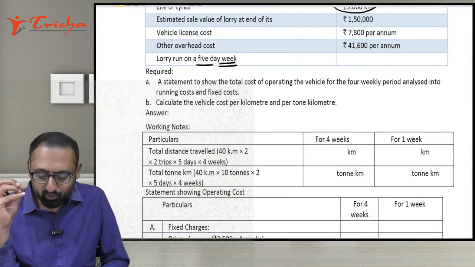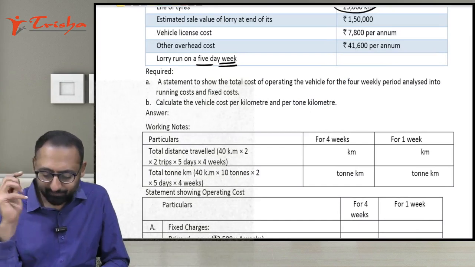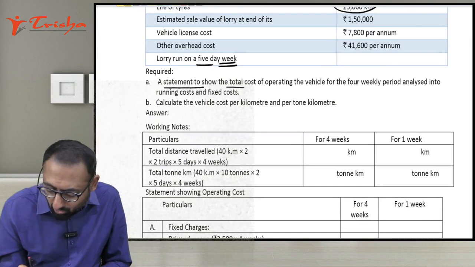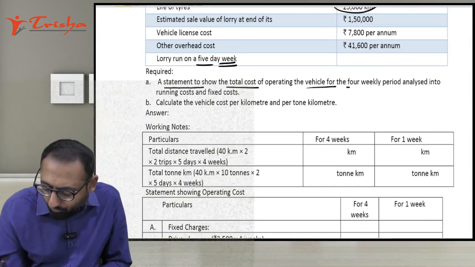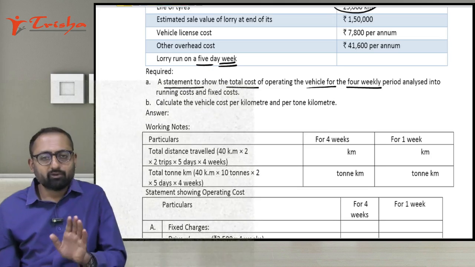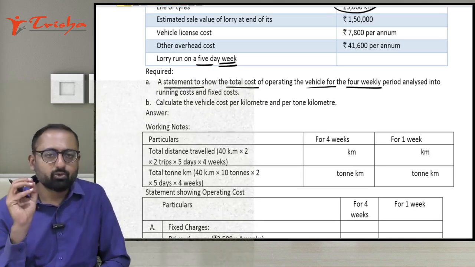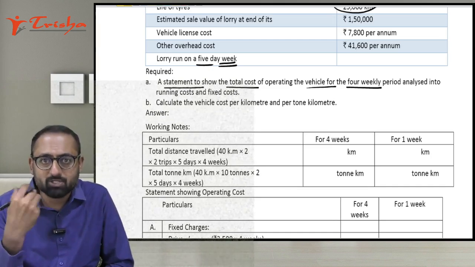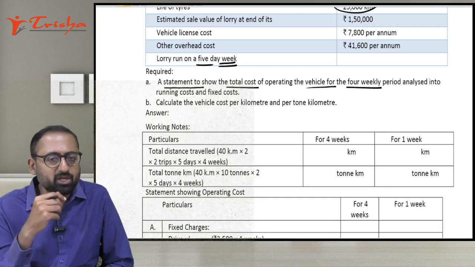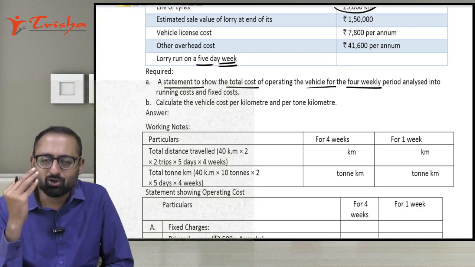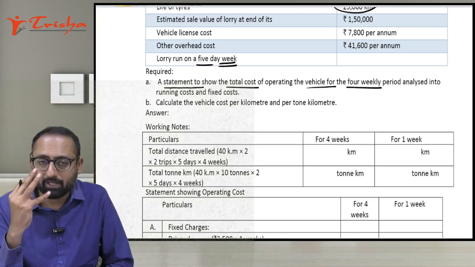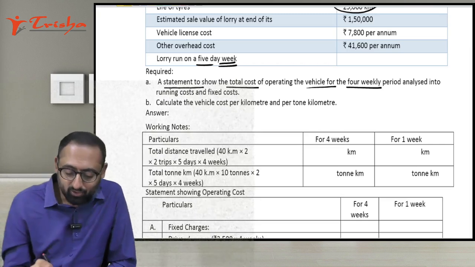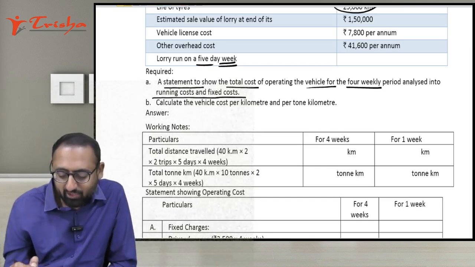Required: a statement to show the total cost of operating the vehicle for the 4 weekly period. You'll have to read the question carefully, whether you need to calculate cost per week, per 4 weeks, per month, or per annum. So these are various permutations and combinations. Here you need to calculate cost for a 4 weekly period, analyzed into running cost and fixed cost.